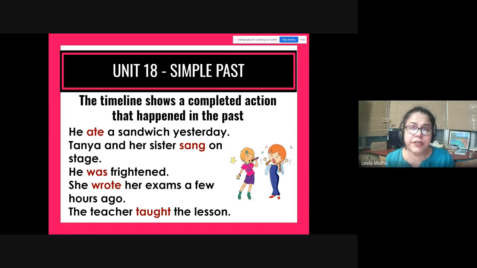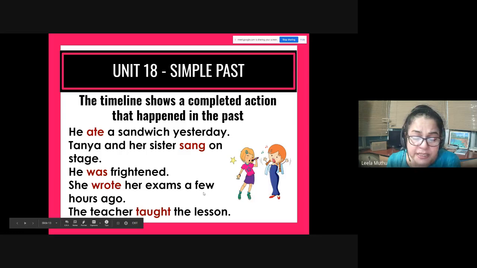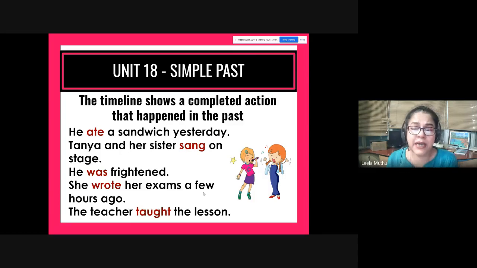Okay, so if I give you a fill in the blank and I say, she blank her exams a few hours ago, and I write the basic form of the verb, write, next to it, and I say, fill in the blank with the correct form of the verb. In this case, you read the sentence. When you read a few hours ago, you know immediately that it's a completed action, and you will put the simple past form of write, which is wrote.